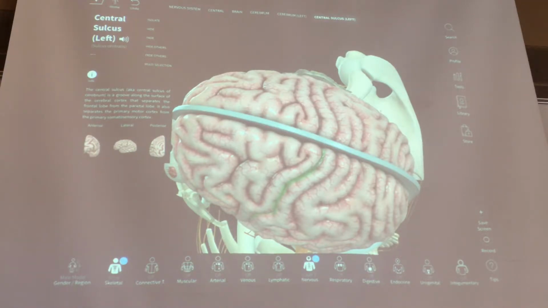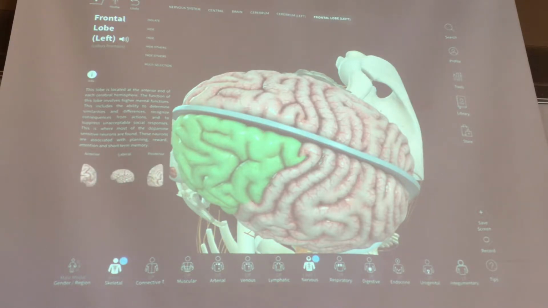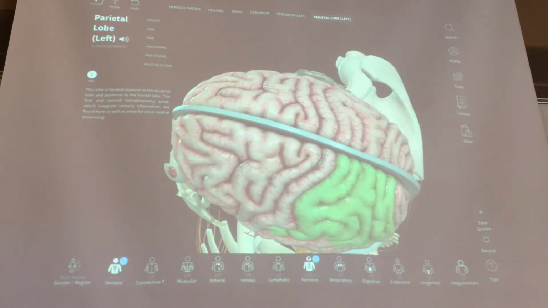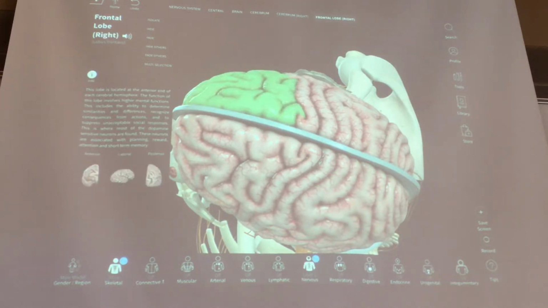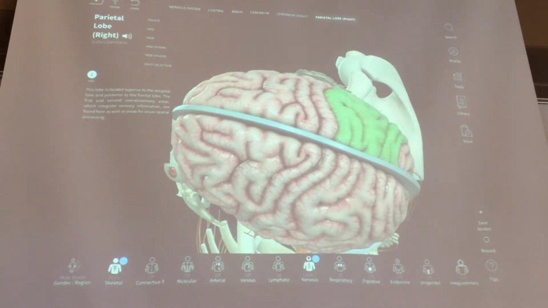So if I were to just touch the front right here, you'll see this is the frontal lobe. You'll see the parietal lobe. And this is on both sides of your brain. And now you can kind of see where that central sulcus might be that divides the front and the back there.